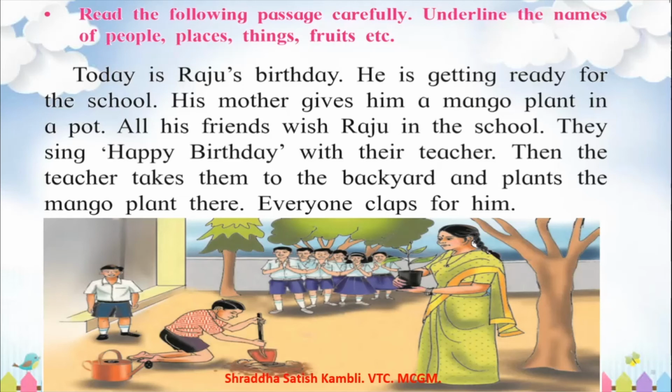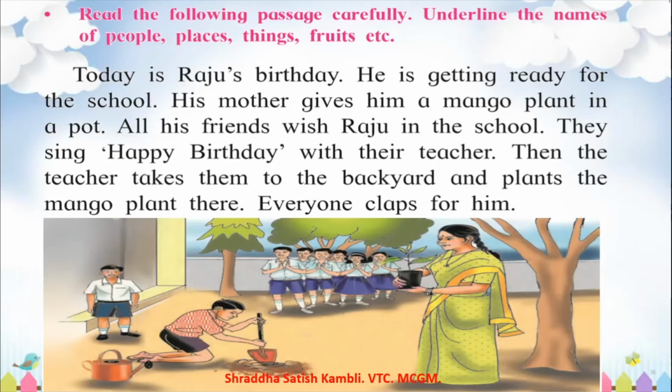He is getting ready for the school. Now when you're going to school on your birthday, what happens? You wear a nice new dress and go, isn't it? You do not wear your uniform because you want to feel special that day. It is a special day for you. His mother gives him a mango plant in a pot. All his friends wish Raju in the school. So what does his mummy give him? His mummy does not give him chocolates and all. His mummy gives him a mango plant.